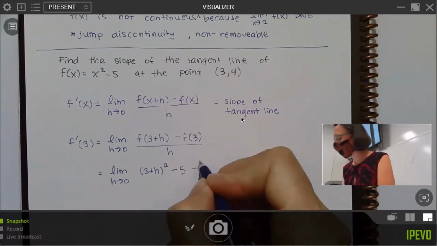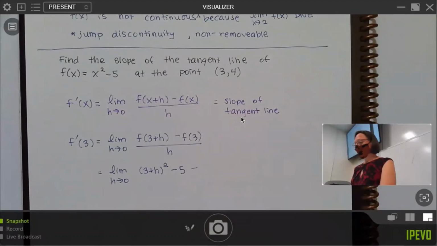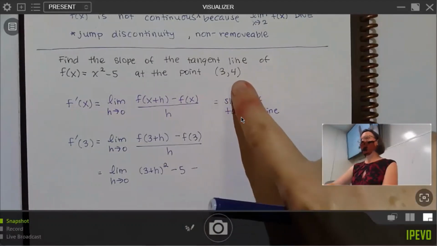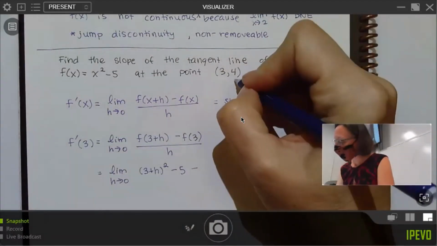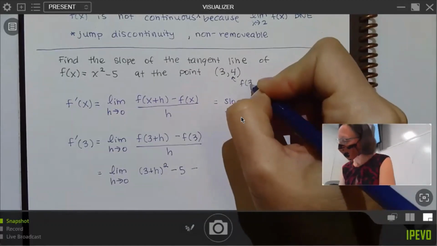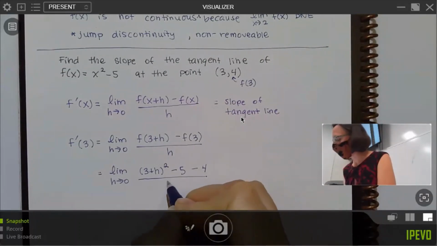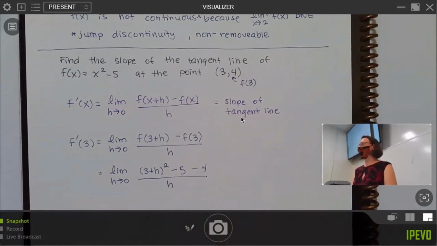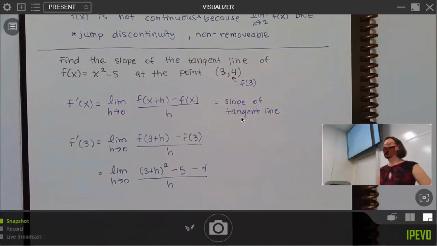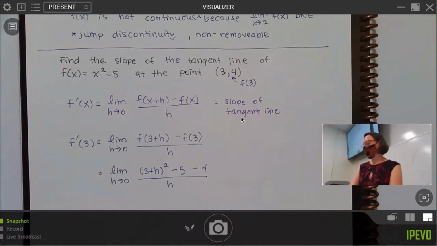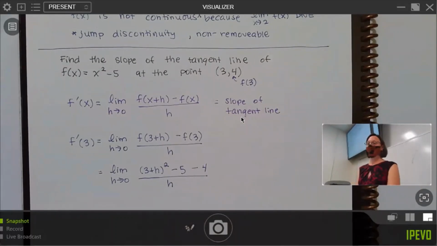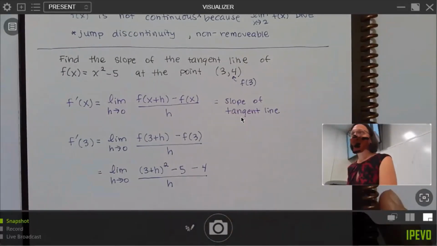Now, when we subtract f of 3, I already know what f of 3 is because we were told that the point was (3, 4), which means that that 4 is f of 3. The whole thing is divided by h, and then we work out some algebra on the top. Since we have some stuff squared, we're going to have to actually multiply that out. The negative 5 minus 4 is definitely going to give us a negative 9.